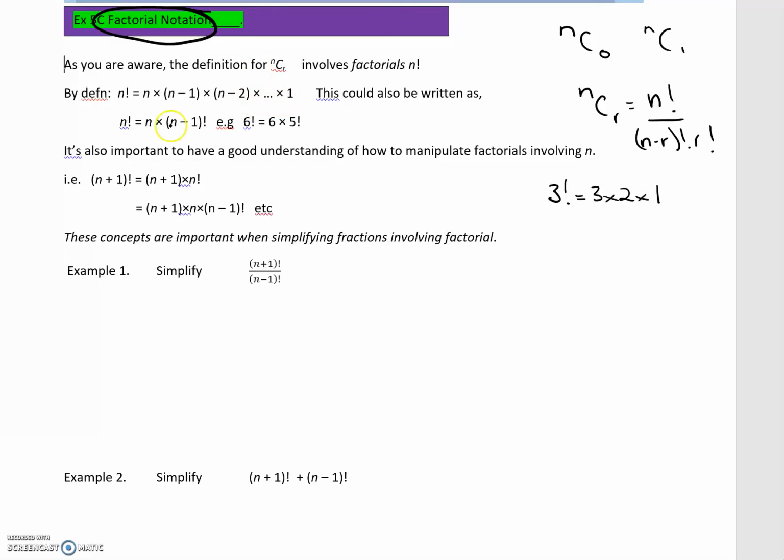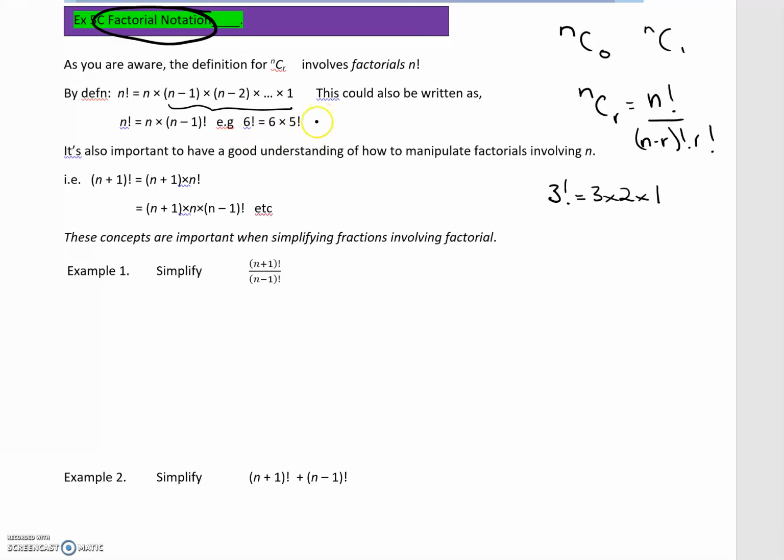However, if I was thinking about n minus 1 times n minus 2, it means I'm starting with n minus 1. If I started here, I could then write this section in itself as a factorial, which is demonstrated in the next line. So another way to write n factorial would be n times n minus 1 factorial. So, for example, 6 factorial could be written as 6 times 5 factorial.